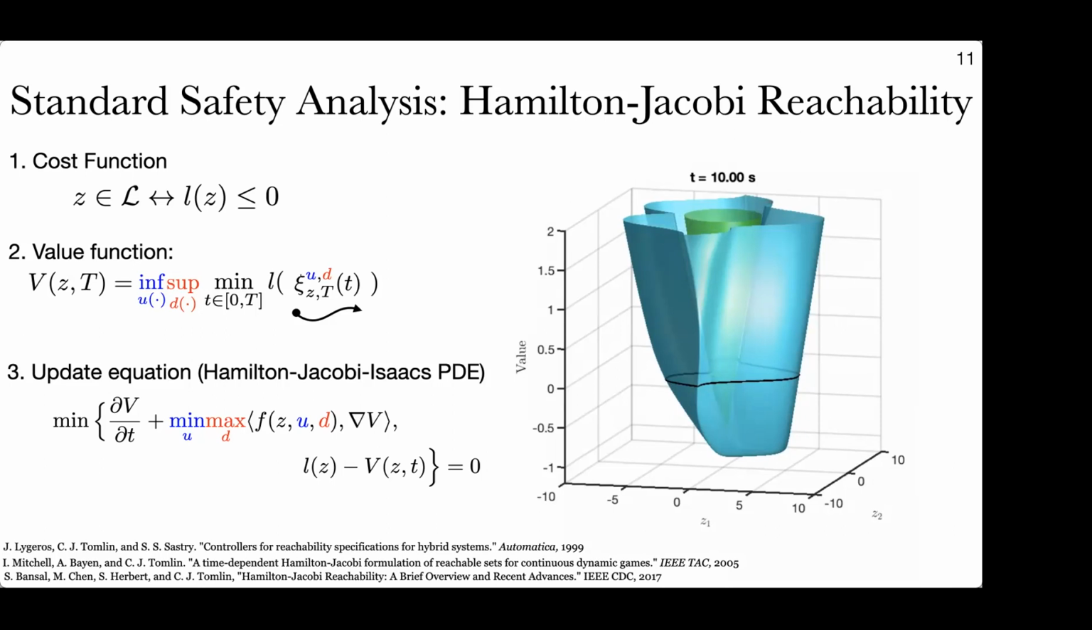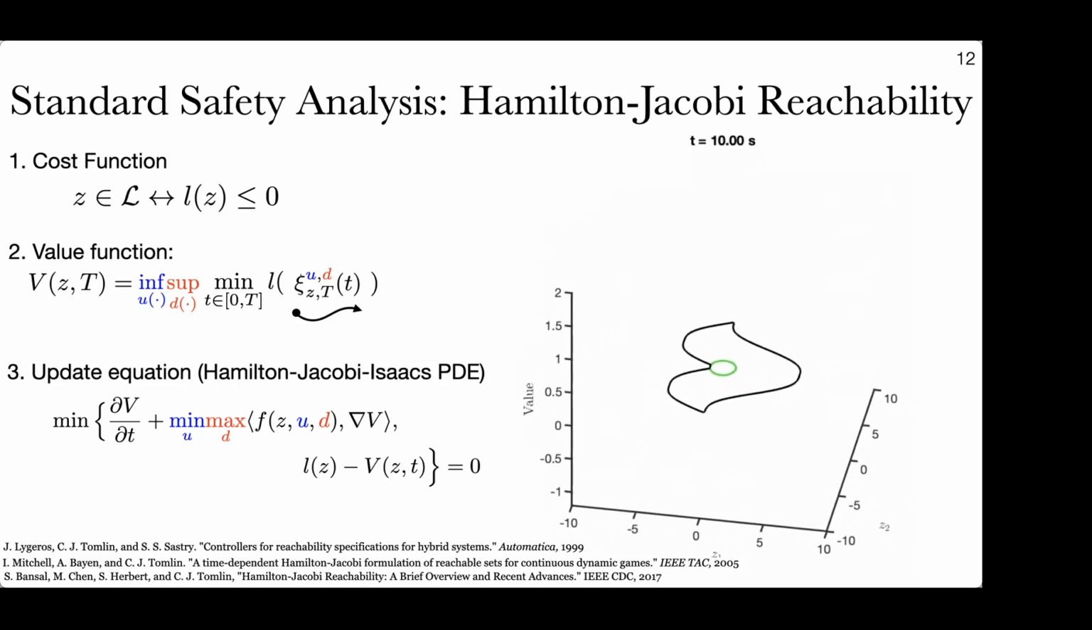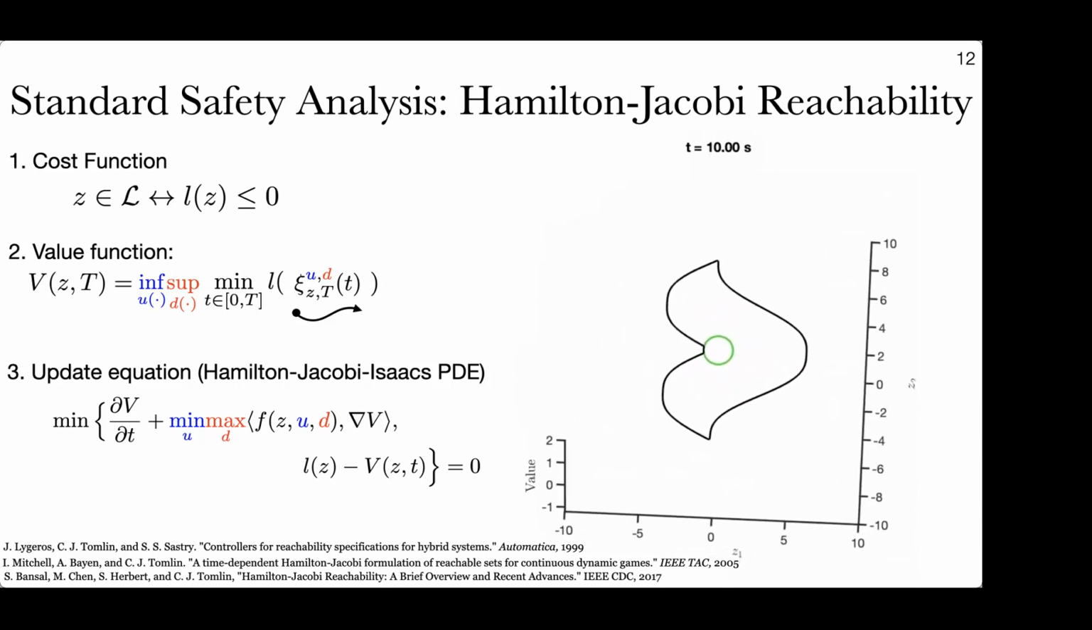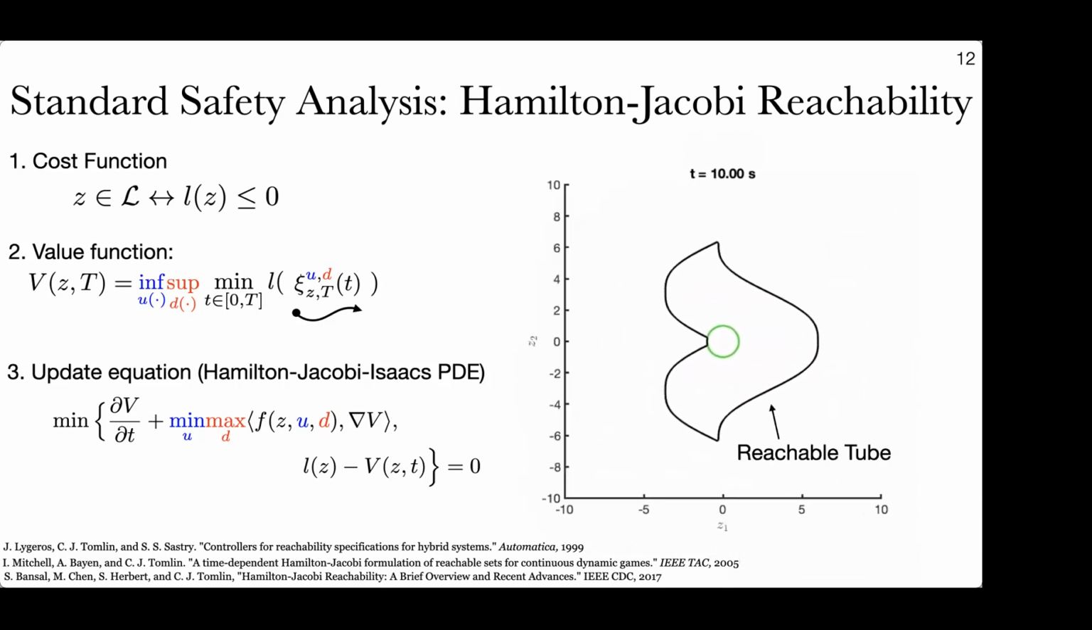So everywhere where the value function is negative results in the cost function being negative at the end of the time horizon. So if I take the slice of this value function at 0 and flip it over like this, then is my reachable set, or in this case, it's called a reachable tube. This is the set of states from which I am guaranteed to be able to reach my goal within 10 seconds.